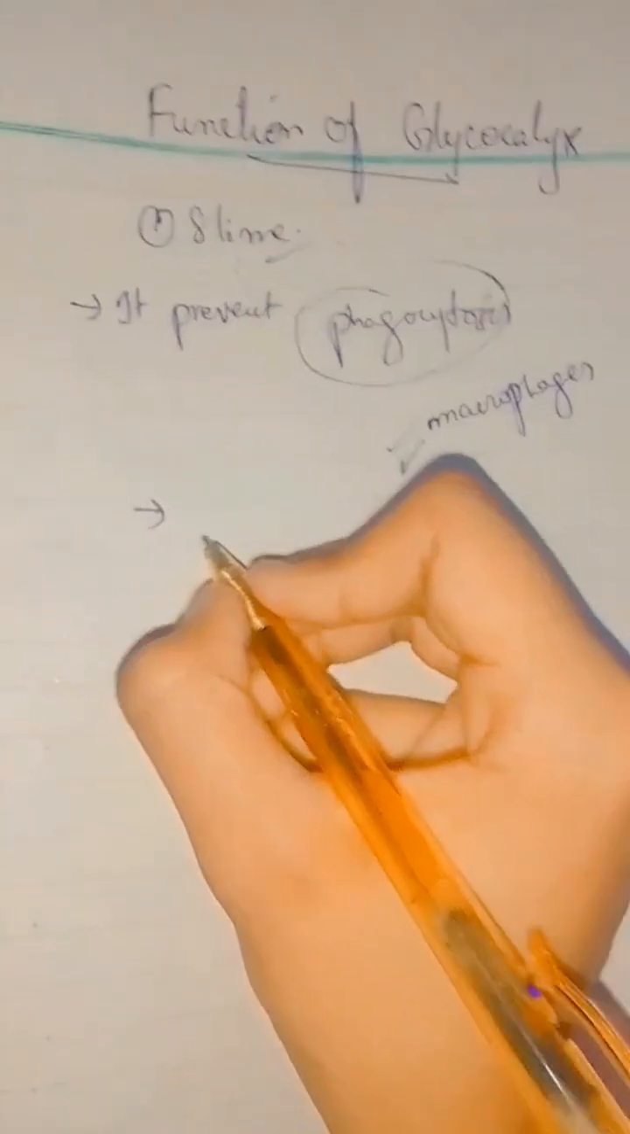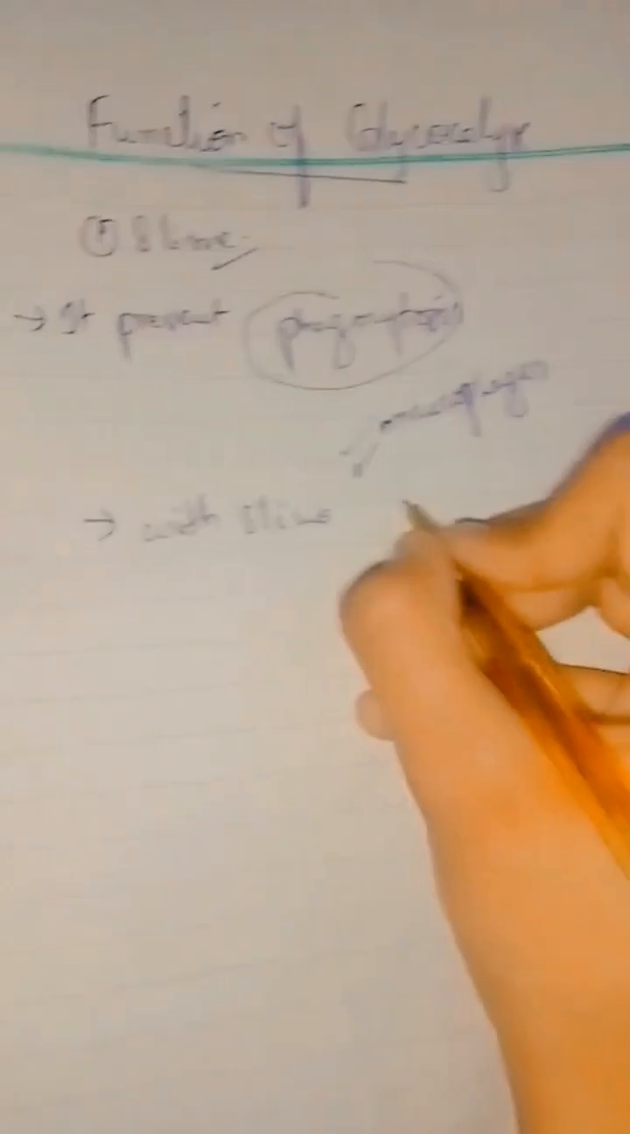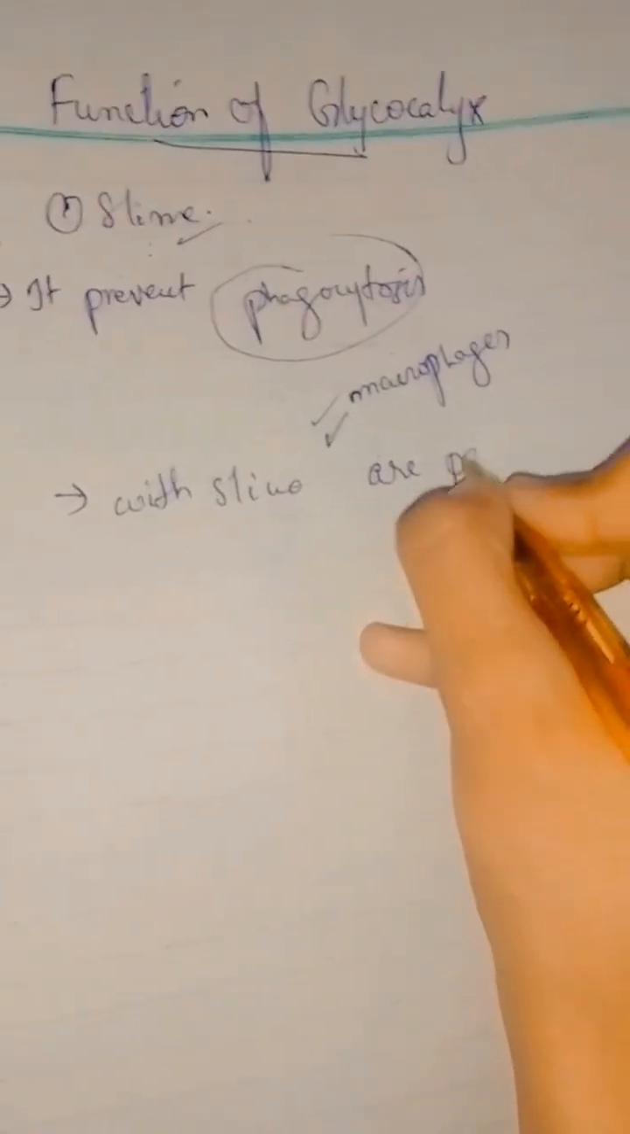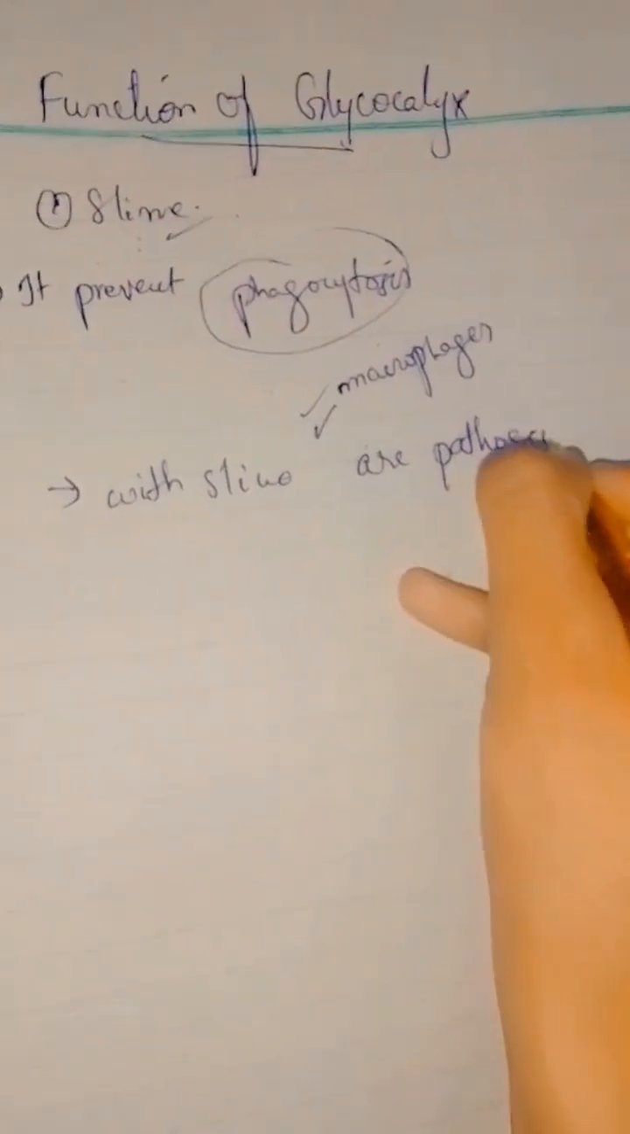Another point is that glycocalyx with the slime are more pathogenic. As they are slippery in nature, they are loosely attached with the cell wall, so they are more pathogenic.